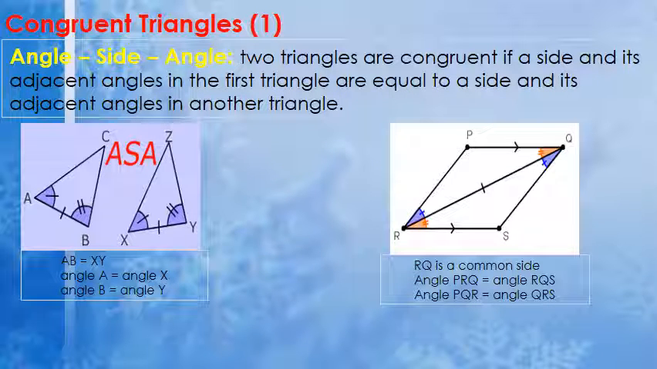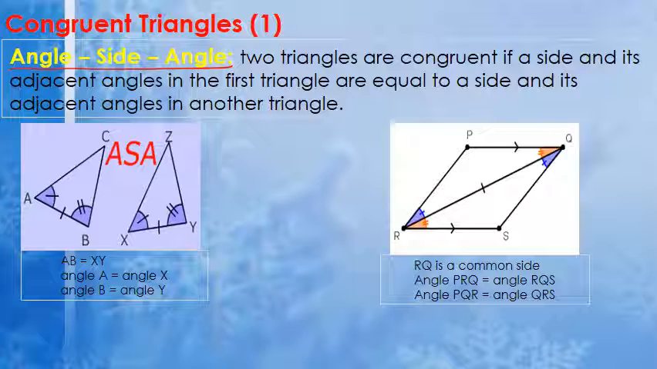Now the third lesson is about congruent triangles number 1. In this lesson, we studied how we can have congruent triangles in the case of angle side angle. Here we will have two triangles. These two triangles will be congruent if a side and its adjacent angles in the first triangle are equal to a side and its adjacent angles in another triangle.